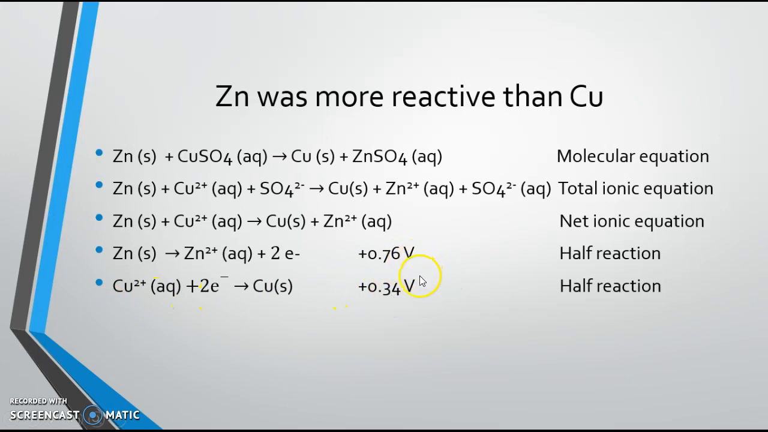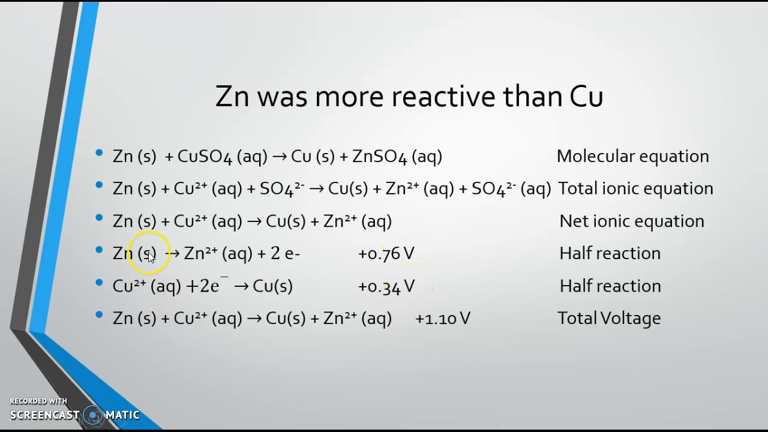So what about when I put zinc with copper? I can add these two half reactions together. I get zinc plus copper 2+ going to copper solid plus zinc 2+. And you notice this is way back. We had this in the net ionic equation. We just added these two half reactions together.